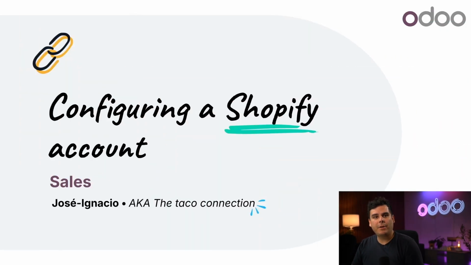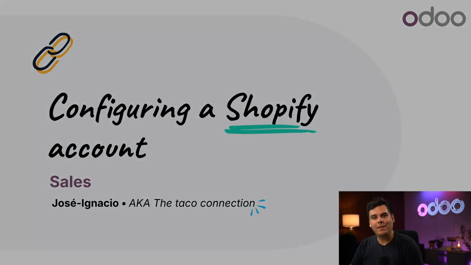Many businesses already sell through Shopify but want inventory, accounting, and sales managed in one place. In this video series, we're going to cover how to configure and set up the Shopify connector, a third-party app that helps you run your Shopify store with all the benefits of Odoo's order and inventory management and scheduled synchronization.